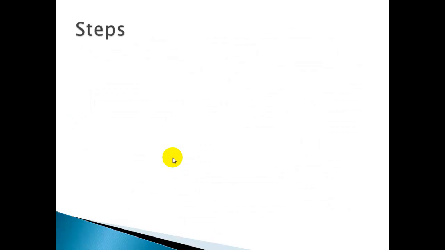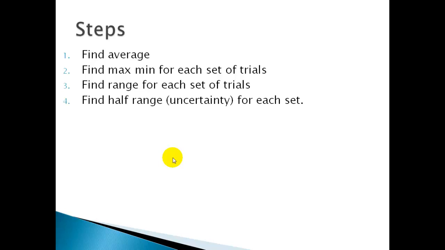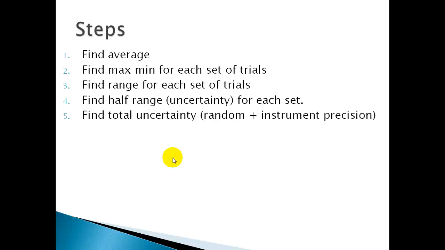Now we have to do roughly 7 steps. The first one is to, with the data, find the average of the values. Then we find the maximum and the minimum values for each set of trials, and from this we can find the range for each set of trials. Then we find the half range, which is basically the uncertainty for each set, and then we must find the total uncertainty, which is the random error plus the instrument position uncertainty.